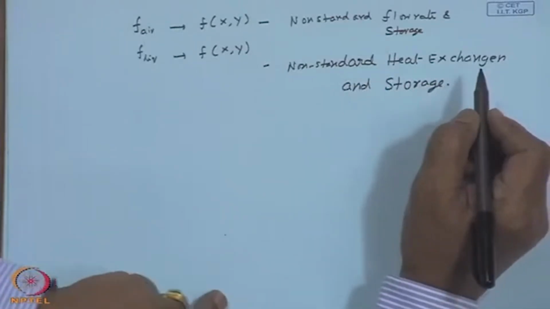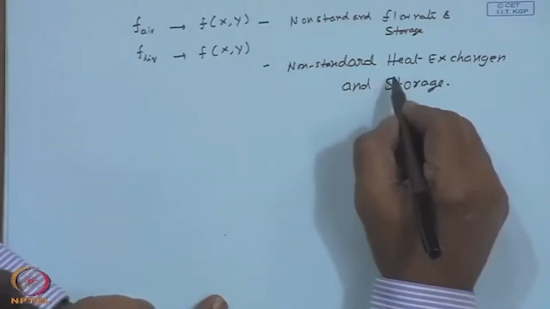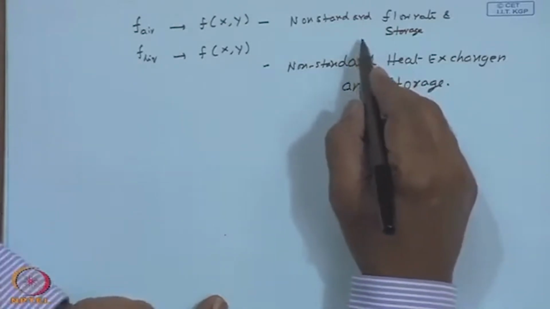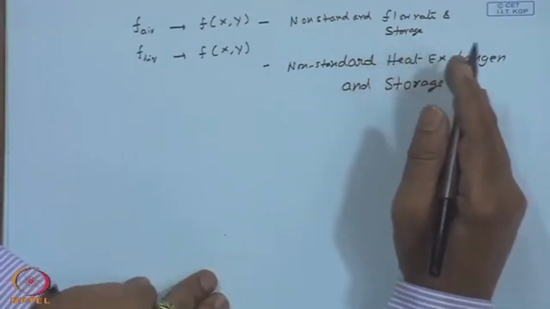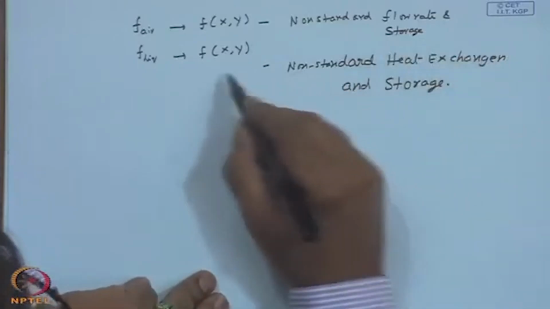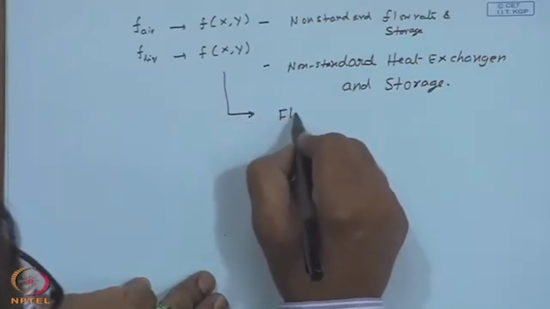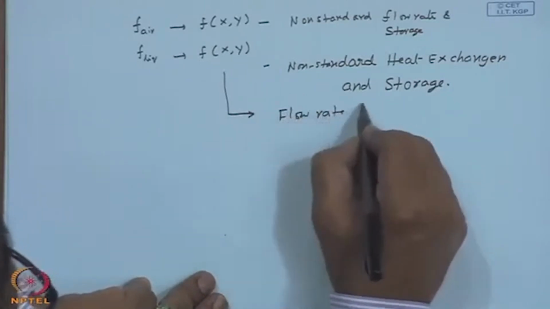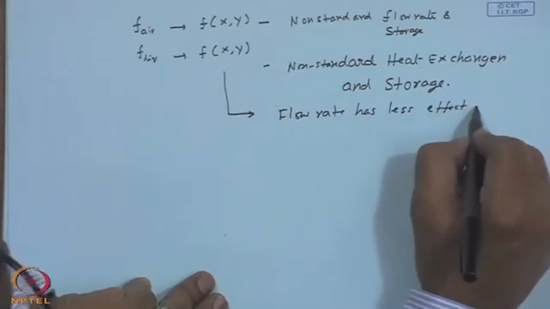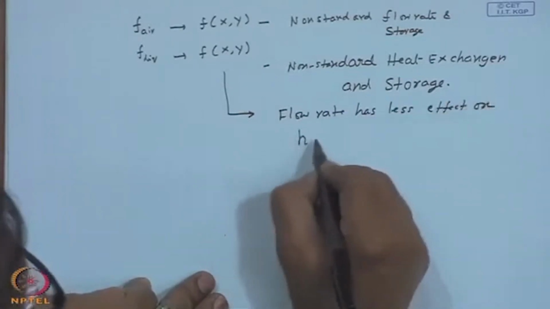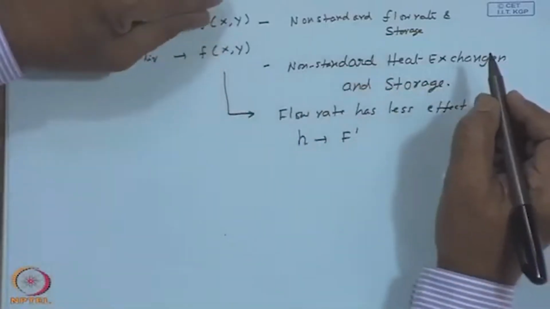So, you may be a little surprised why the flow rate does not come into the picture in the case of liquid and heat exchanger does not come into the case of space heating. That we had already explained. If it is space heating, air is used, and in the case of liquid system, the flow rate typically has less effect on heat transfer coefficient and hence ultimately on F dashed, the collector efficiency factor.